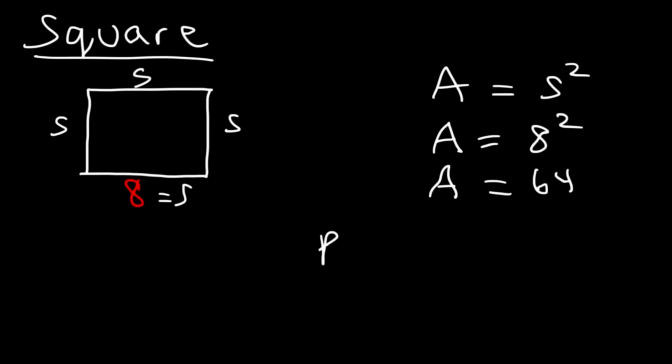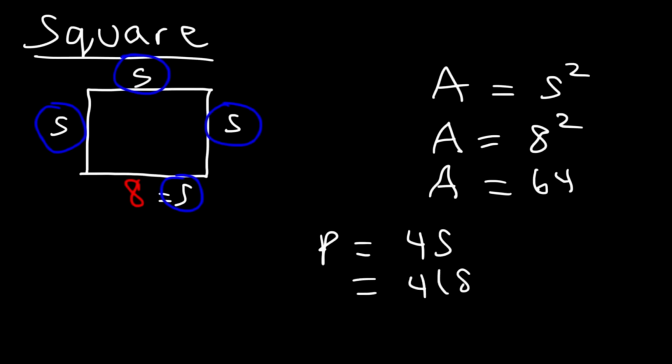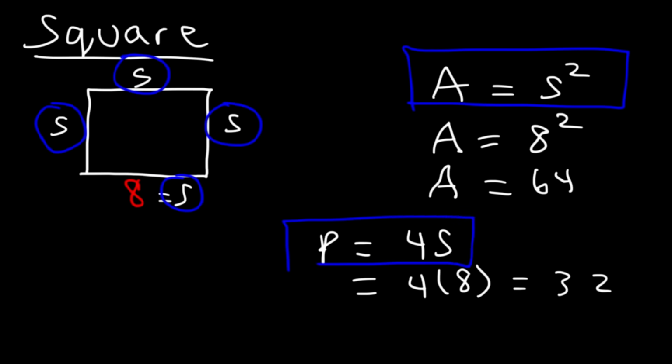Now the perimeter is the sum of the 4 sides. It's s plus s plus s plus s. If you add s 4 times, it's the same as 4 times s. So the perimeter is 4 times 8, so it's 32 units long. So make sure you know those two equations for a square. The area is side squared. The perimeter is simply the sum of all 4 sides, or 4s.